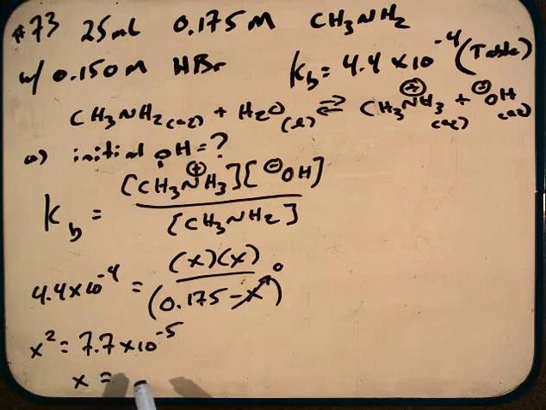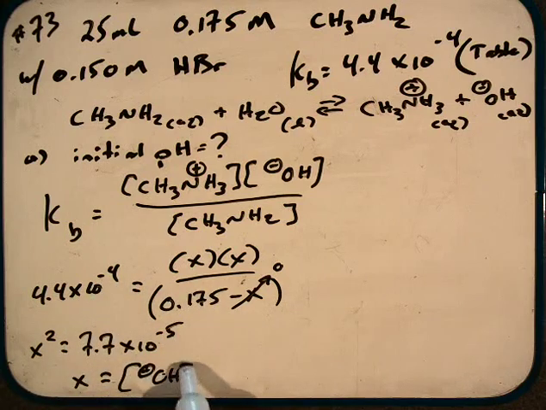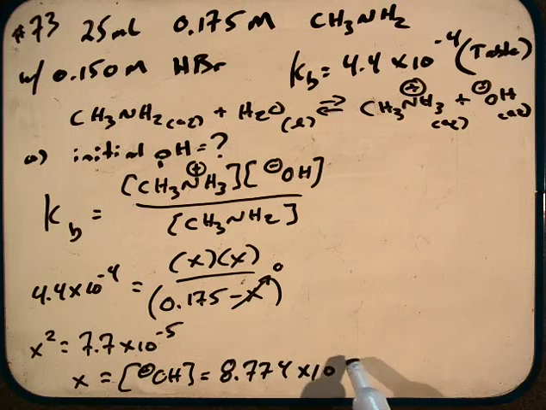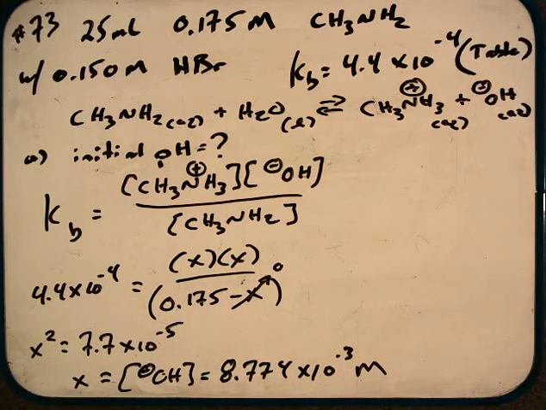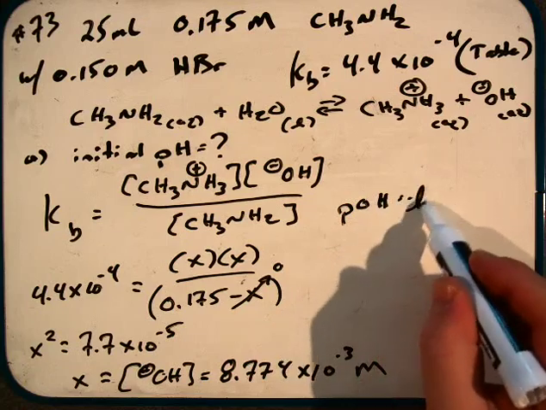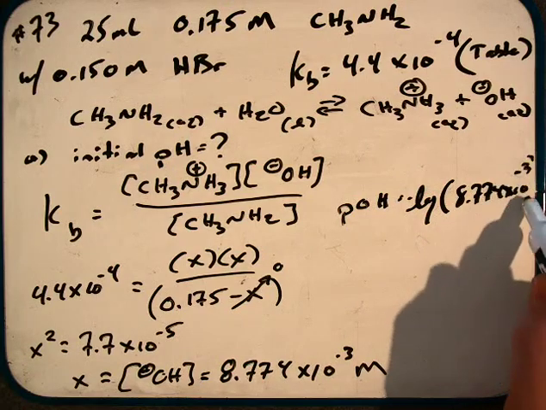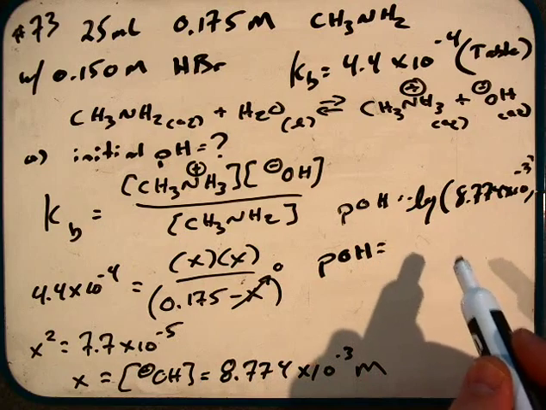And if we take the square root, our x, remember, which is equal to our hydroxide concentration, because that's what we are producing, is equal to 8.774 times 10 to the negative third molar. So that is our hydroxide concentration as a result of starting with that concentration of weak base. Our pOH would equal the negative log of that 8.774 times 10 to the negative third. Our pOH is then equal to 2.05.